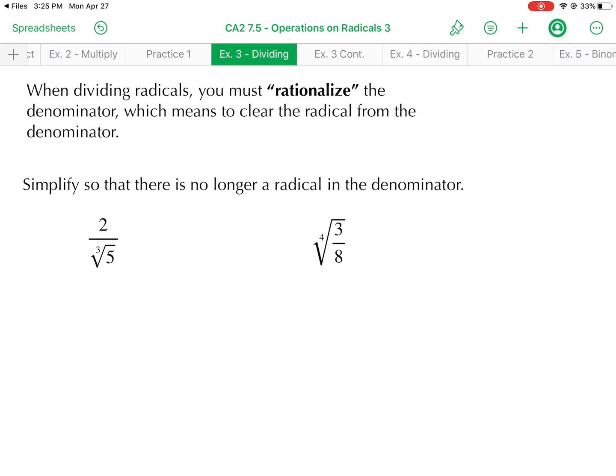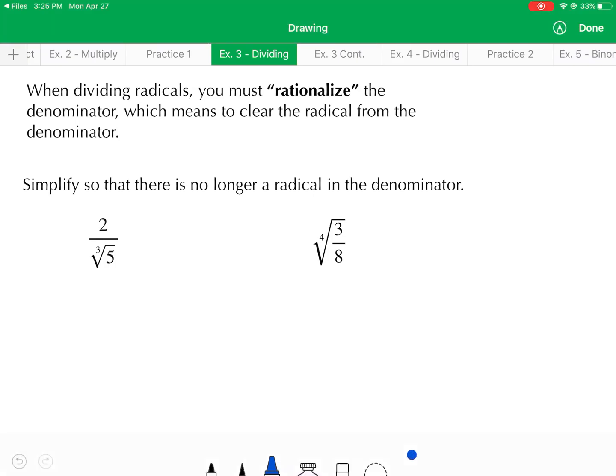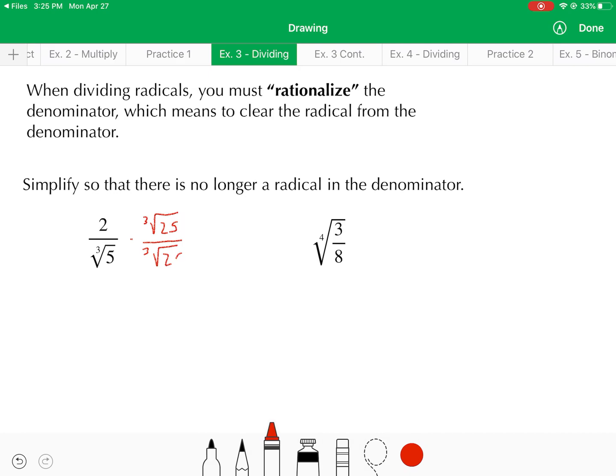I'm presenting this as a fraction, and again, we just want to clear the radical from the denominator. To do this, I'm going to multiply by a clever form of 1, okay? And I'm going to be strategic about it. I'm going to choose to multiply by the cube root of 25 over itself. Okay, now I think we can all agree that the red fraction equals 1, and that means when I multiply the original fraction by it, I'm not going to change the value of the original fraction. Okay, so that's very important to understand.